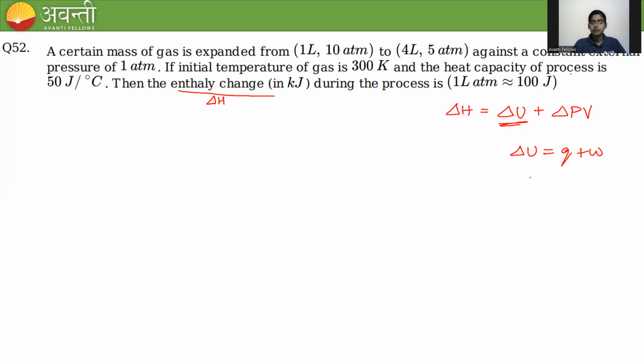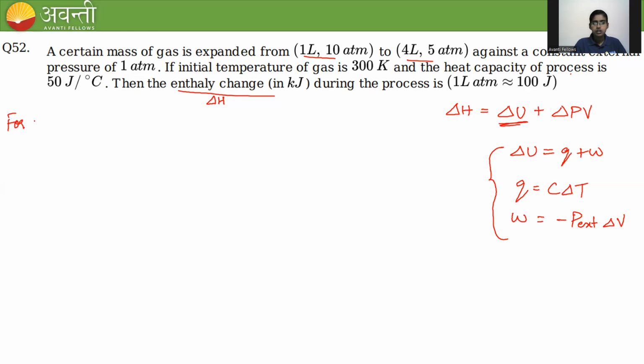So we know that Q is equal to C delta T and W is equal to minus P external delta V. So using these relations, we can find out delta U, and from delta U, we can find out delta H. So let me start with it. There are two states given here. This is the initial state and this is the final state.